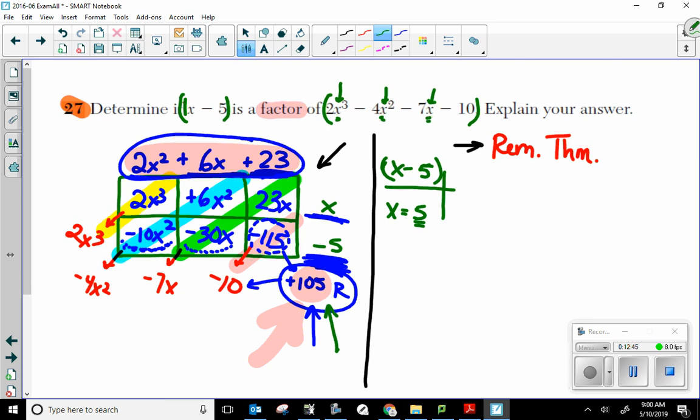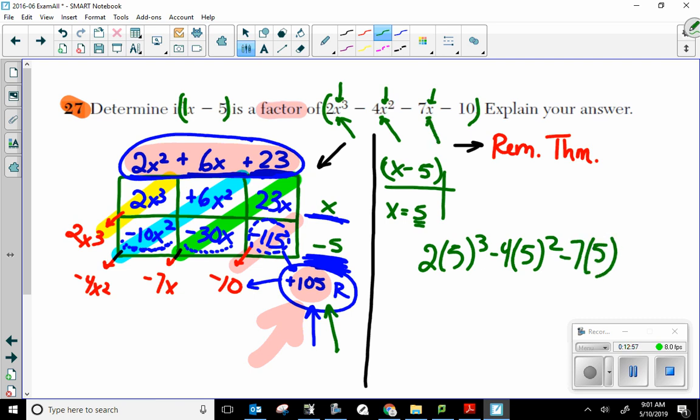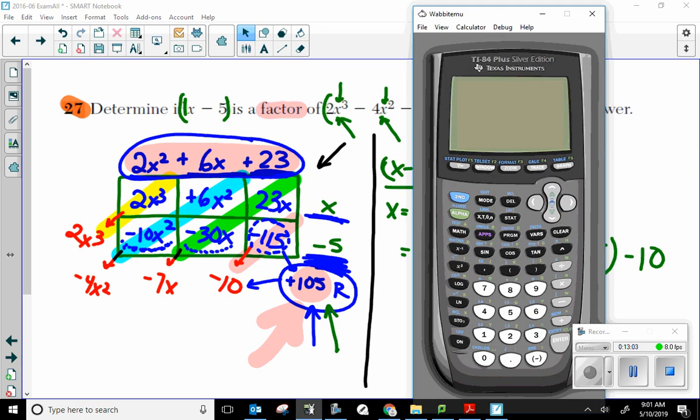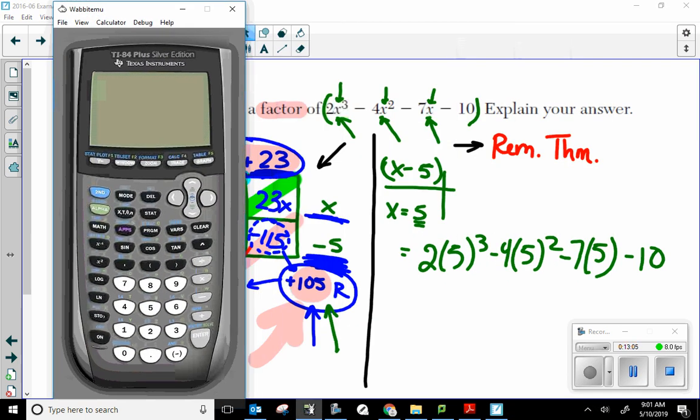All right, let's do this. 2 times 5 cubed, that's the first one. Minus 4 times 5 squared, that's the second one. Minus 7 times 5, this one. Minus 10. What does that equal? Well, you have a calculator. I mean, you could do that mentally, but you have a calculator. So why would you is the question.